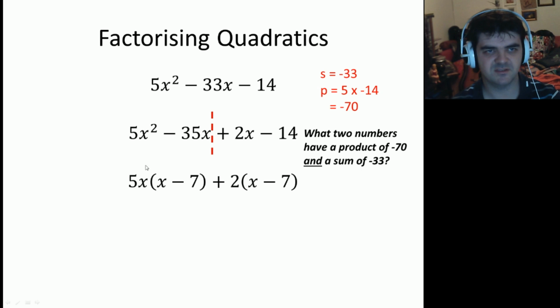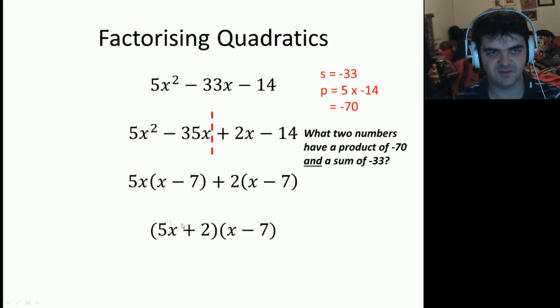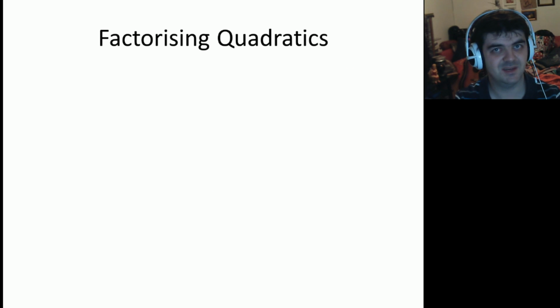And factorize. Take 5x out as a factor, left with x minus 7. Take the 2 out as a factor, and you get 2 upon x minus 7. Take the x minus 7 as a factor of both, and you're left with that. And you can see the 5x plus 2 comes from the 5x plus 2 there. Easy peasy. You did want to do higher. I'll tell you that. What about this one?